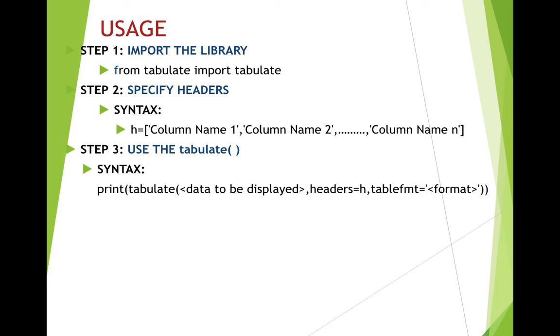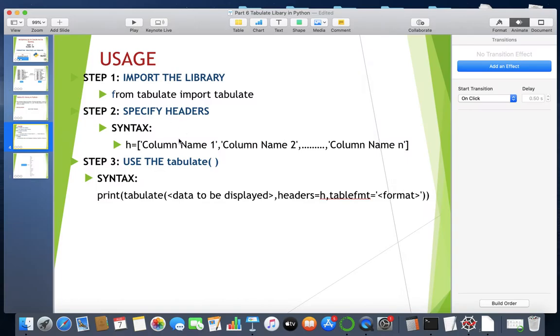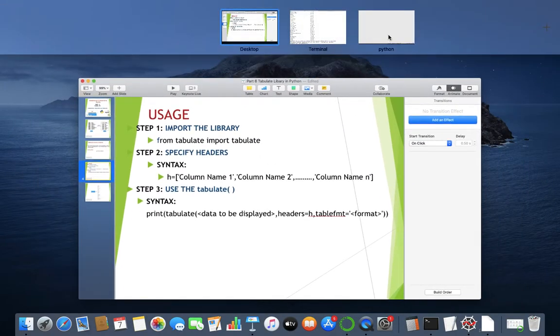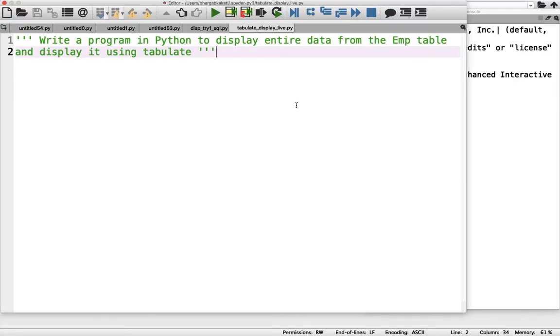After that we can use the tabulate function. This is the syntax for using the tabulate function. The syntax will be more clear when we go for the application. So now let's apply it. I'll display some data. Write a program in Python to display entire data from the EMP table and display it using tabulate.